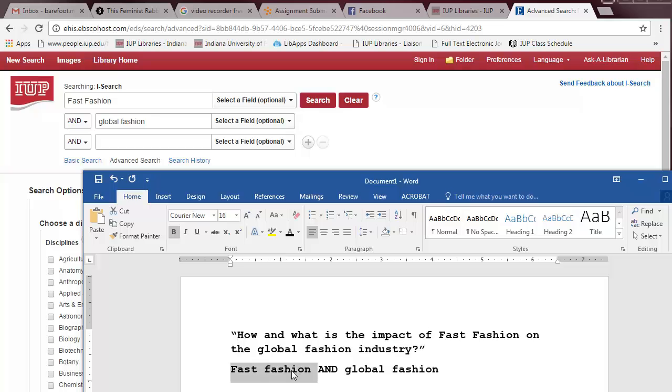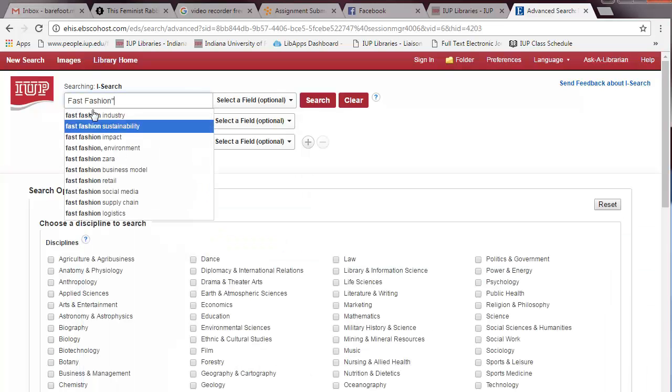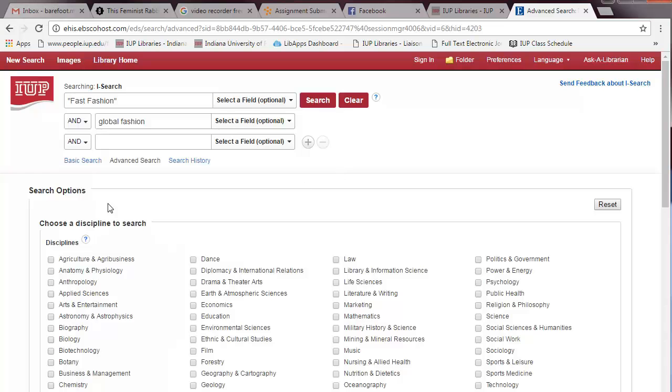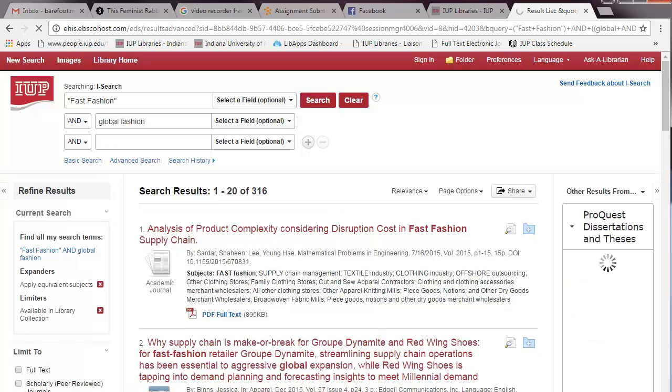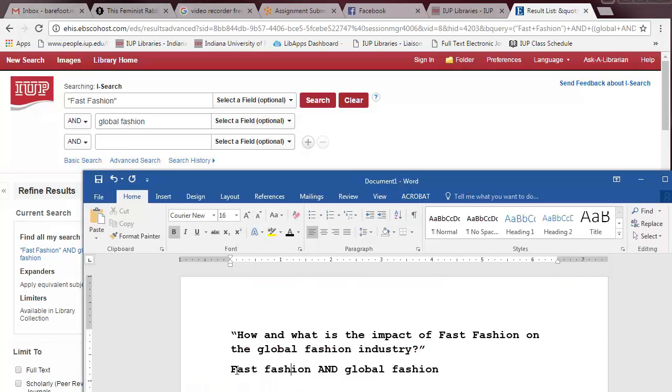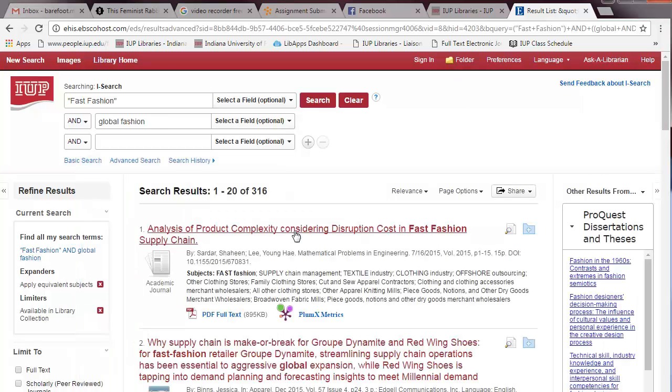But with fast fashion, this is a recognizable phrase within the fashion industry. So I can do it like this: fast fashion, in quotation marks, and global fashion. Now, this is a totally different search statement than the one I wrote before. The first one is looking for the word fast, the word fashion, the word global, and the word fashion again. This one is looking for the phrase fast fashion together. And you'll notice I'm down to 316 when I do that, as opposed to 19,000. Because when you put something in quotation marks, you are always going to get fewer results.